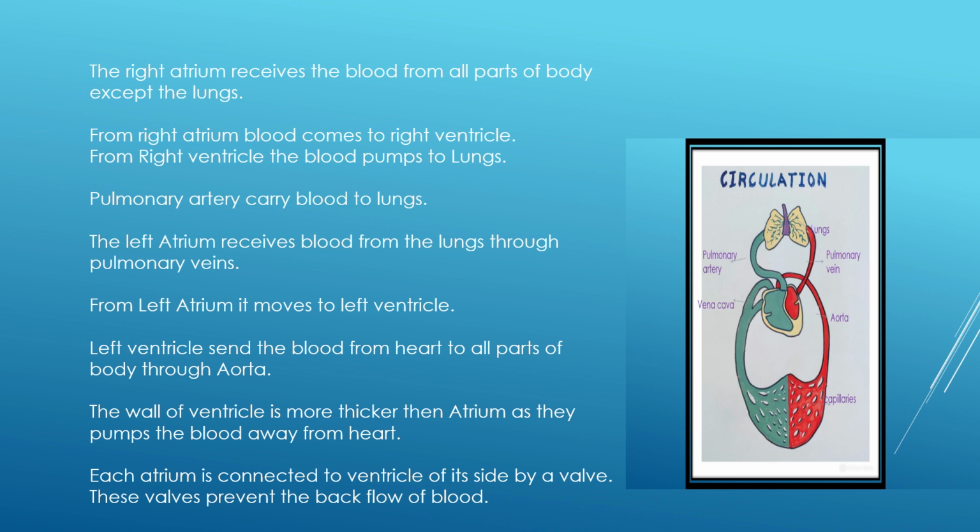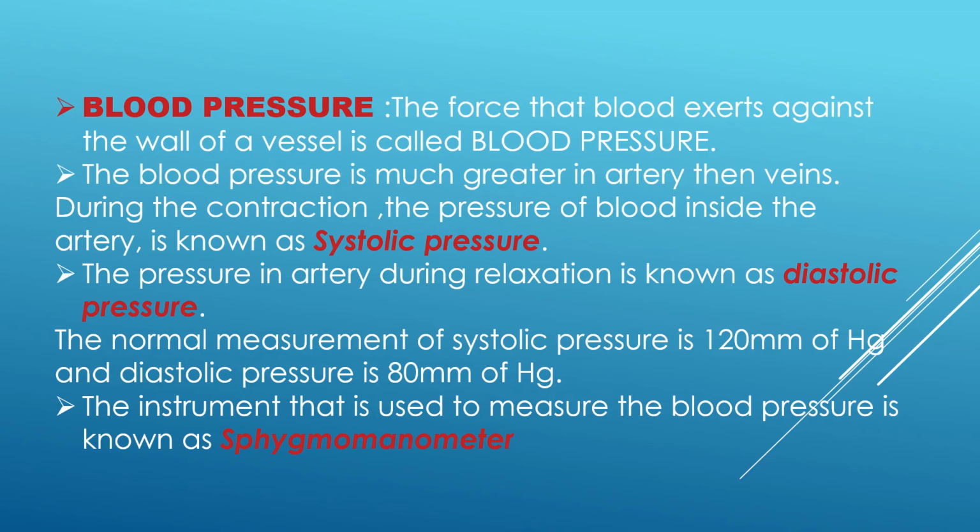Now one more important feature, that is blood pressure. What is blood pressure? When the heart pumps the blood to all parts of the body, a certain pressure is required for that. So that is called blood pressure. The force that blood exerts against the wall of a vessel is called blood pressure. The blood pressure is much greater in arteries than veins, as arteries take blood away from the heart.